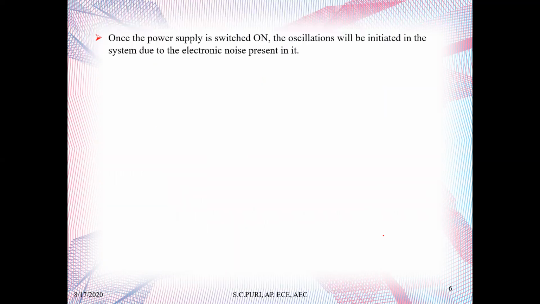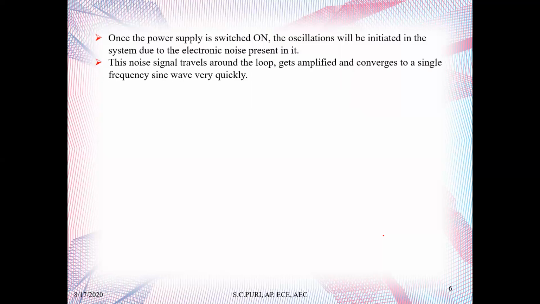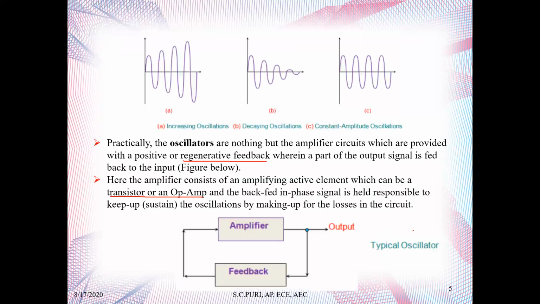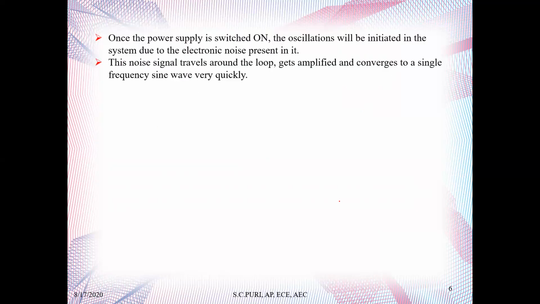When the power supply is switched on, the oscillations will be initiated in the system due to the electronic noise present in it. This noise signal travels around the loop, which we have seen right now. You can see this is the loop. It gets amplified and converges to a single frequency sine wave very quickly.